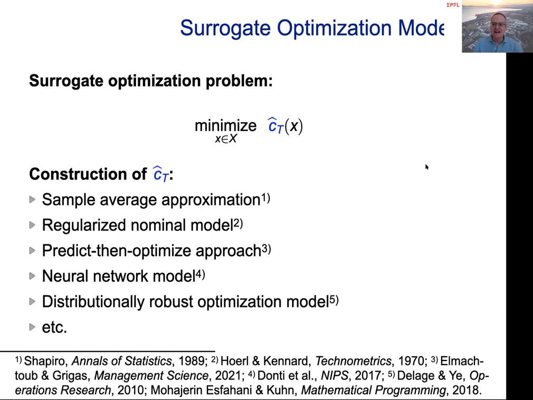One could also try to design a neural network model that approximates the unknown true objective function. Or last but not least, one could use a distributionally robust model. Here one constructs a family of probability distributions under which the observed training samples all are sufficiently likely. And then one would evaluate the objective function under the worst of these distributions. Again, there are numerous ways to construct these distribution families from the data.